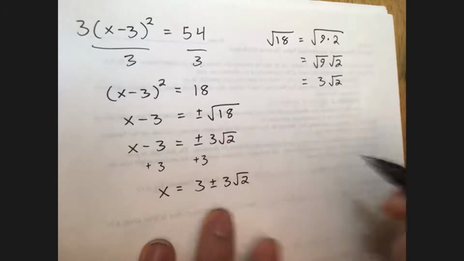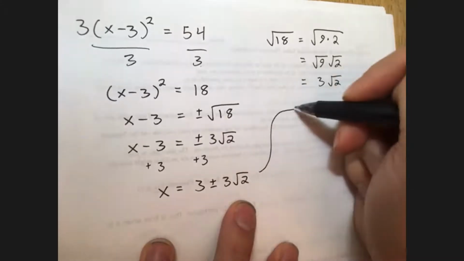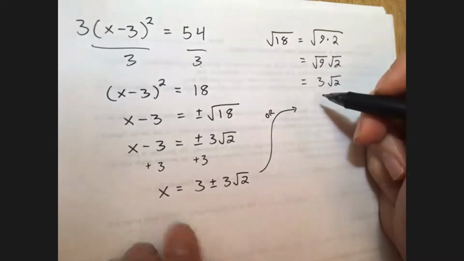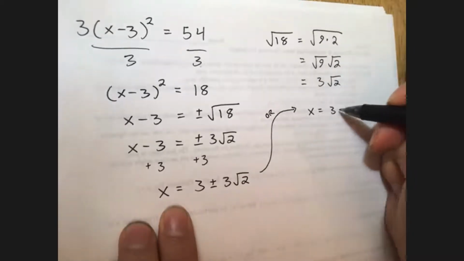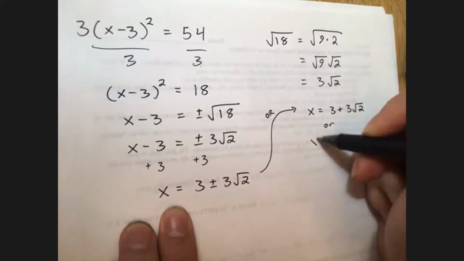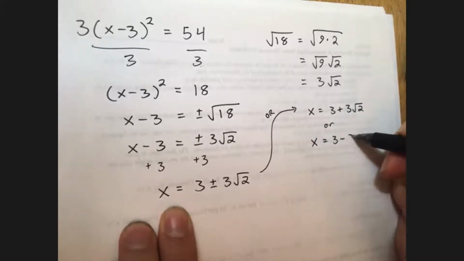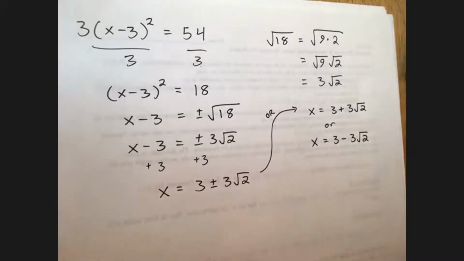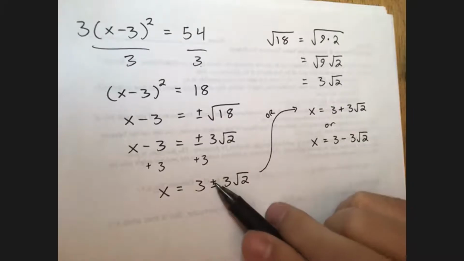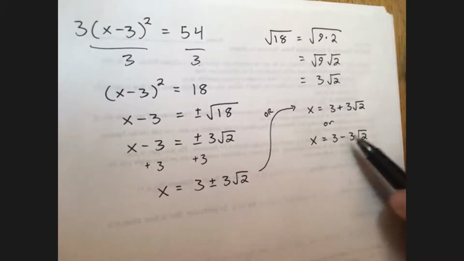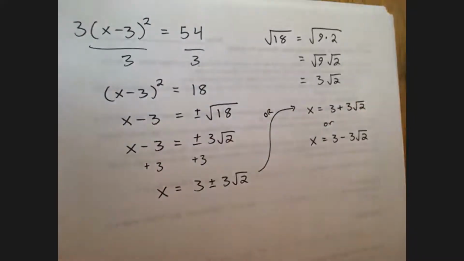So there's 2 solutions. So another way to write it, you can write it like this: x equals 3 plus 3 root 2, or x equals 3 minus 3 root 2. Those are the 2 solutions that we got. One with the plus, and then one with the minus. And both of those, if you plug them in here, will solve that equation.